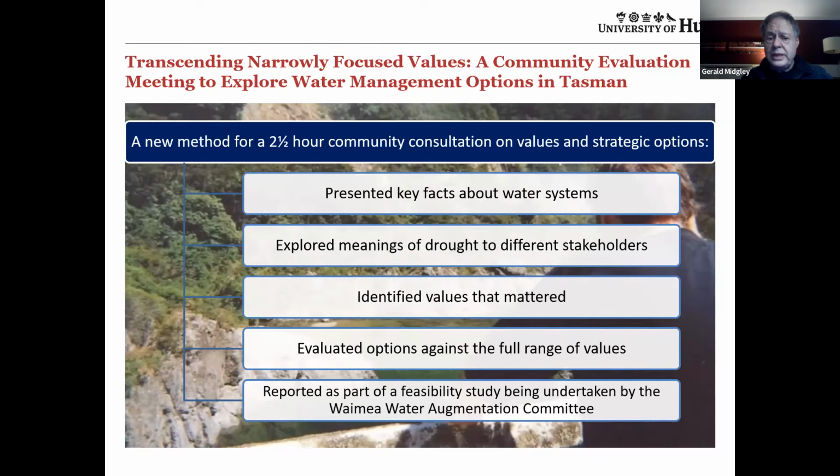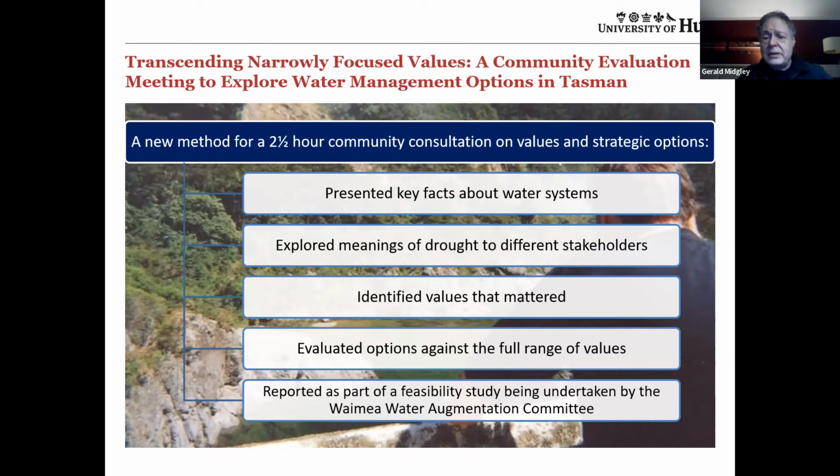And then we explored meanings of drought to different stakeholders. That was really important because we needed people to hear that drought was important to everyone. It's not just the farmers who wanted more water for irrigation, but kayakers couldn't kayak properly if the rivers were low. Anglers couldn't get the fish if the rivers were low, these kinds of things.